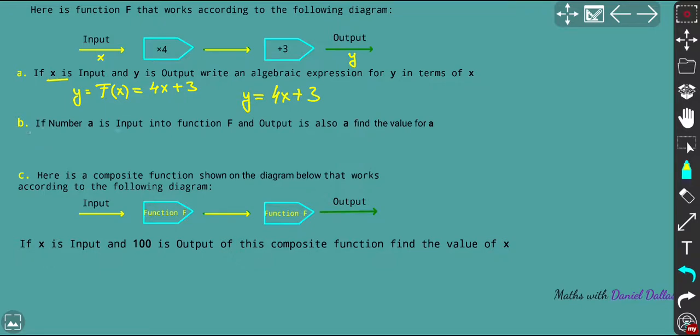So let's go to B. If number a is the input into function f, and the output is also a, find a value for a. All right, so in this process, we have a as the input, so instead of x, we simply plug in a. We need to say that y of a is simply what we have, 4 times a plus 3. And the result, that means the output, becomes a again. So y of a becomes a. So that means we can equate 4a plus 3 to the output, a.